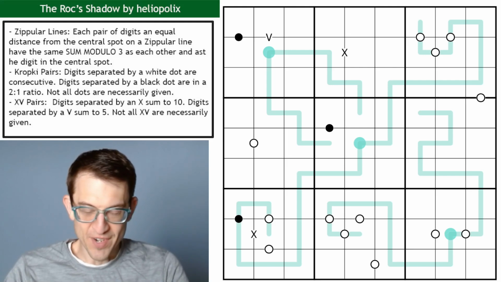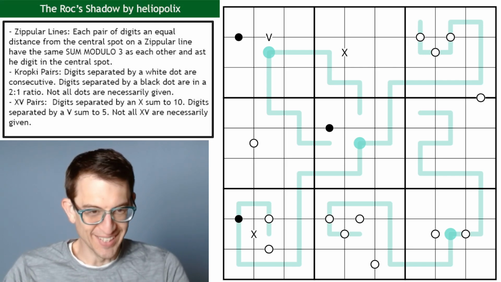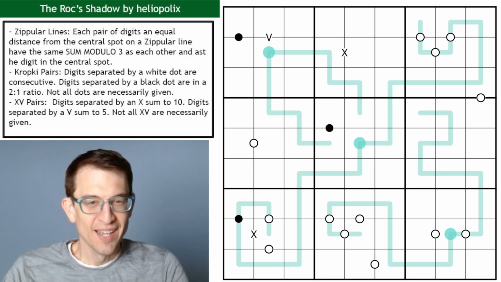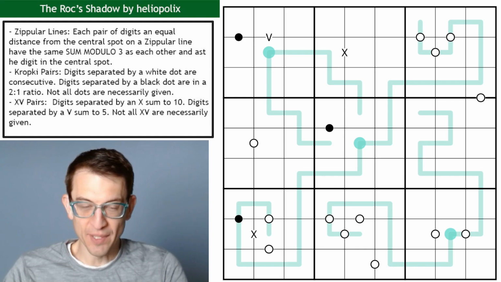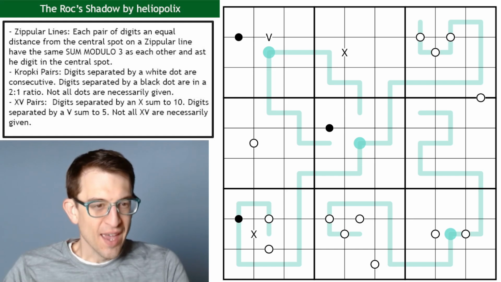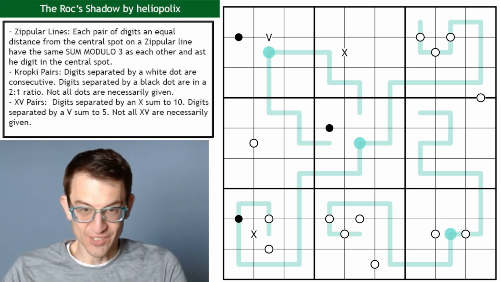Hello, hello, and I have another Zippular line puzzle. So they're modular sum lines. And this one is The Rock Shadow by Heliopolis, part of his Zippular Line series. And yeah, let's just get into the rules.